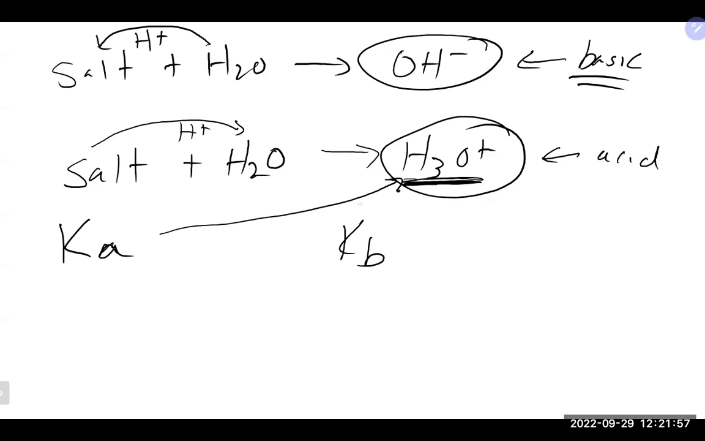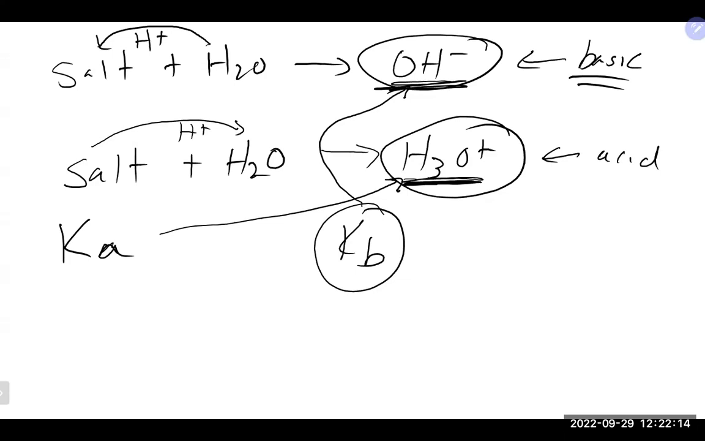If you are going to use a Kb value, you will see hydroxide on the product side. So if you write a reaction in an equation and you get hydroxide on the product side and you need to do a calculation, you should be using your Kb value.